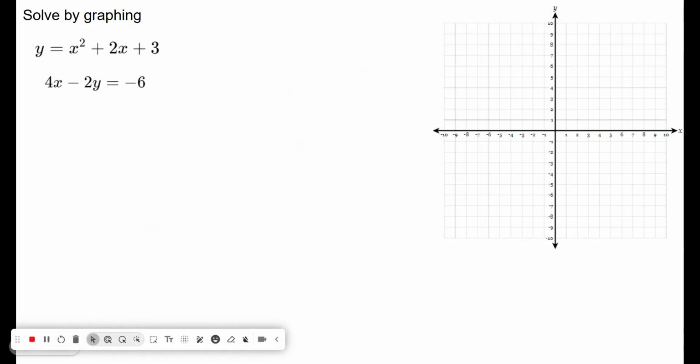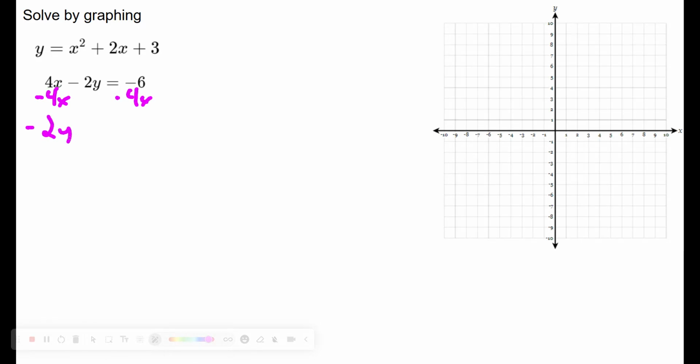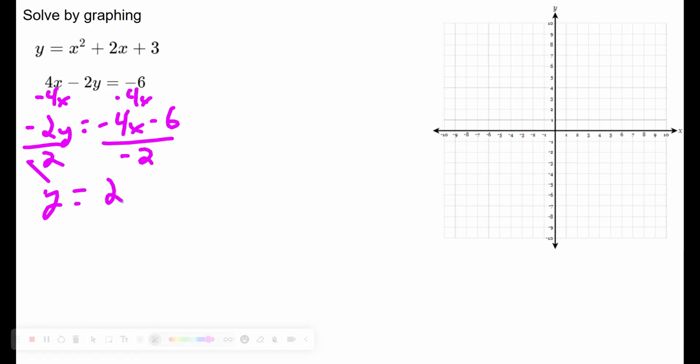4x minus 2y equals negative 6, and our quadratic on top is y equals x squared plus 2x plus 3. This is in standard form, so I'm going to subtract 4x from both sides, leaving me with negative 2y equals negative 4x minus 6. Divide everything by negative 2. Y equals 2x plus 3.